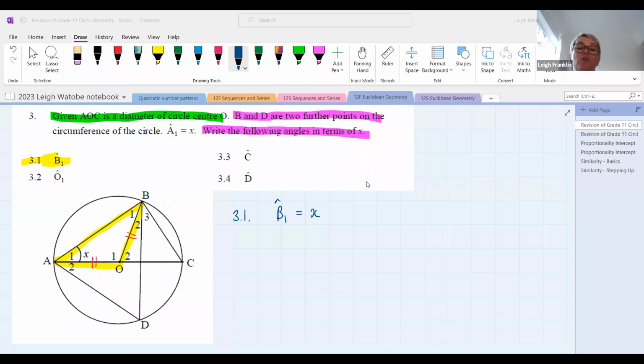Yes, a corner, but we're not allowed to use the words isosceles triangle. Who knows why not, but they're not. There we go, Nolwazi, you're on the right track.